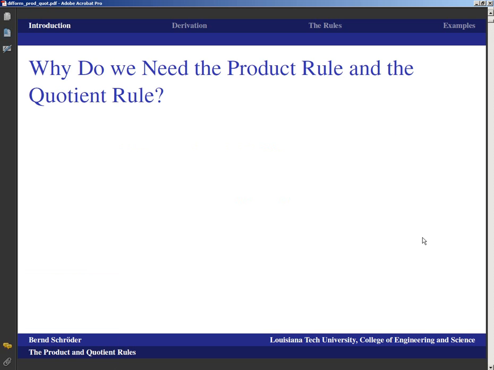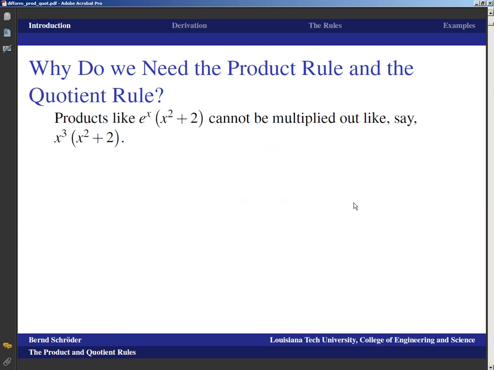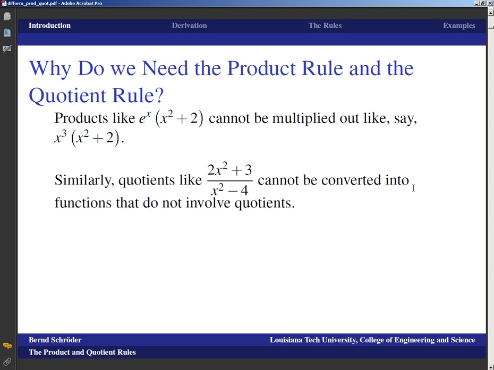We need the product and the quotient rule basically because there are certain products like e to the x times x squared plus 2 which cannot be multiplied out, like products that you may have seen as you were working with the power rules, such as x cubed times x squared plus 2, where the idea is, well, first multiply out the parentheses and then apply the power rule.